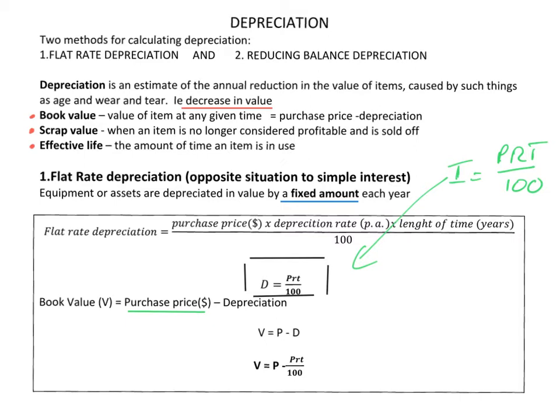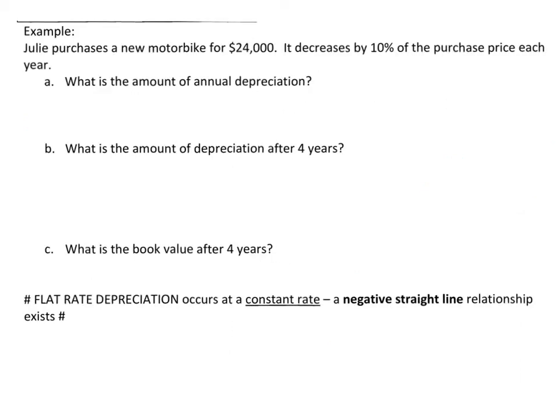And so we know this amount now as our book value. And so therefore book value is equal to the purchase price, the amount you paid, minus the amount that it depreciates, PRT on 100. Julie purchases a new motorbike for $24,000.